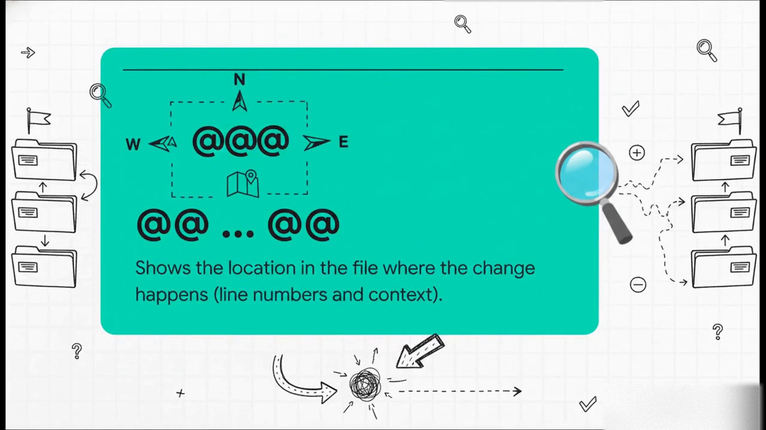Okay, this next part looks a bit weird, but it's basically the GPS for our patch. It's called the hunk header. The numbers next to the minus sign tell you the line number and how many lines to look at in the original file, and the numbers by the plus sign do the same for the new file. It's just pinpointing exactly where the action is happening.